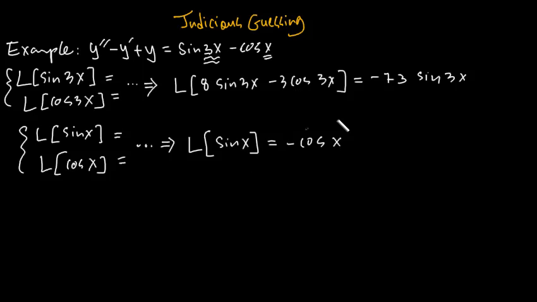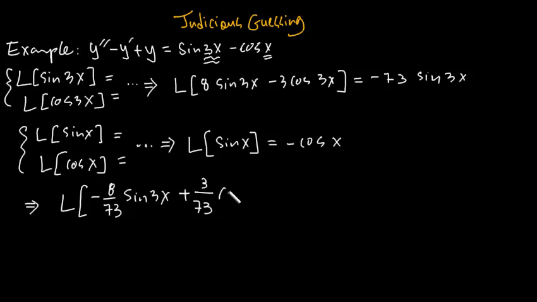We have these two functions that go to sine 3x, which we wanted, with a constant multiple in there. So it's not a problem. We can take care of that by putting this negative 73 inside there. We have negative 8 divided by 73 times sine 3x there, minus, this becomes plus 3 over 73 cosine 3x.